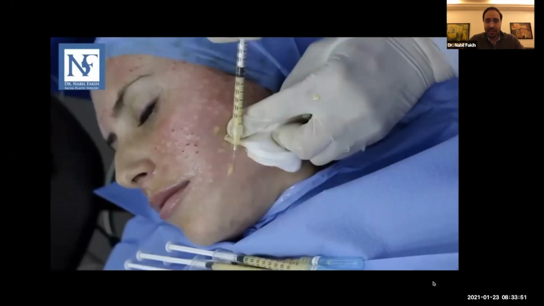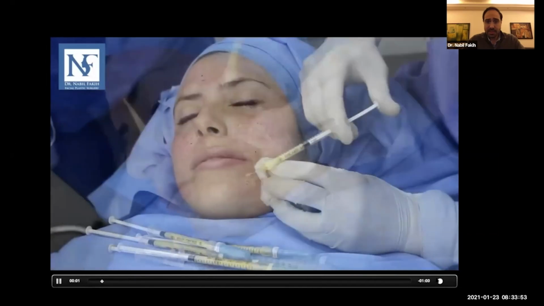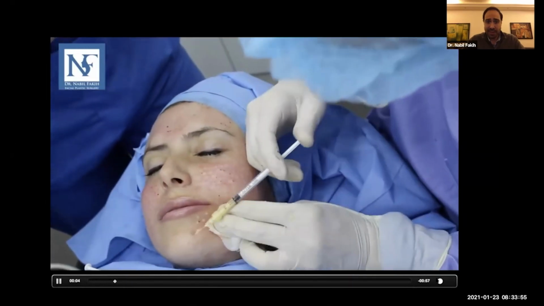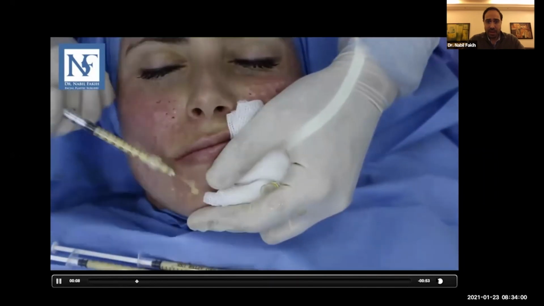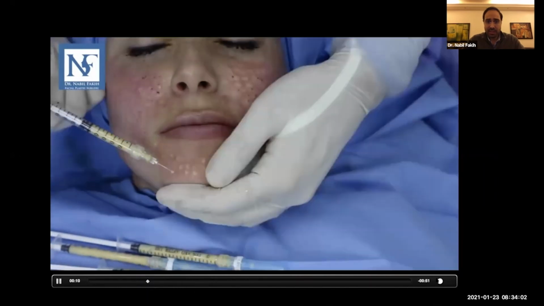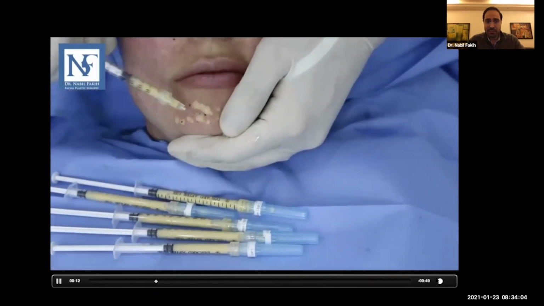So after injecting this, this is how the patient's face would look after injection. Okay, this is full face rejuvenation. This is nanofat for skin rejuvenation.